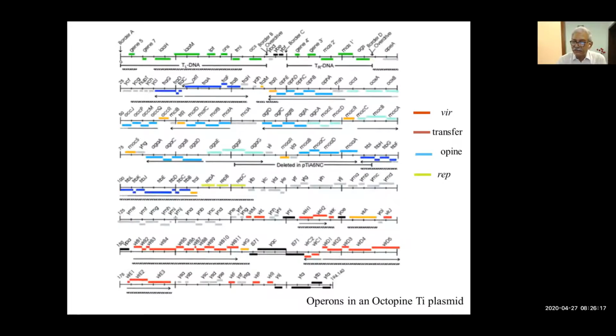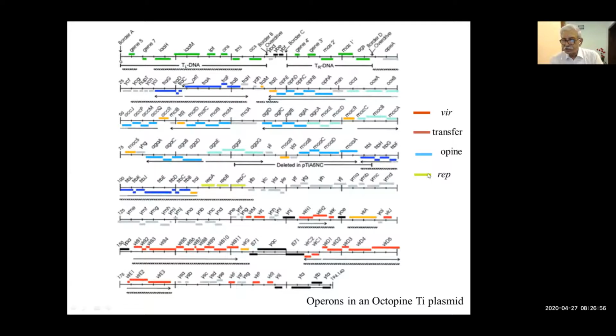And this slide is just to show you the different color bars on this map of the Ti plasmid. They indicate different types of genes. The virulence genes are shown mostly in red. The conjugal transfer genes are shown in brown. The opine utilization genes are shown in blue. And the replication associated genes are shown with a greenish yellow color, apple color.